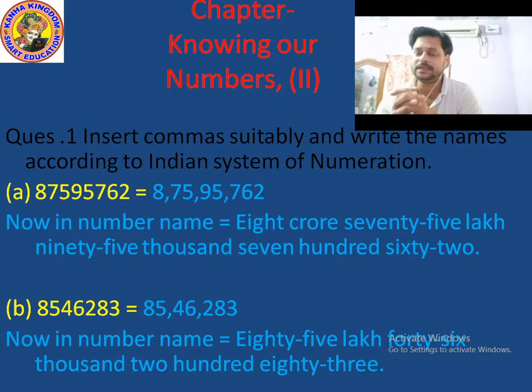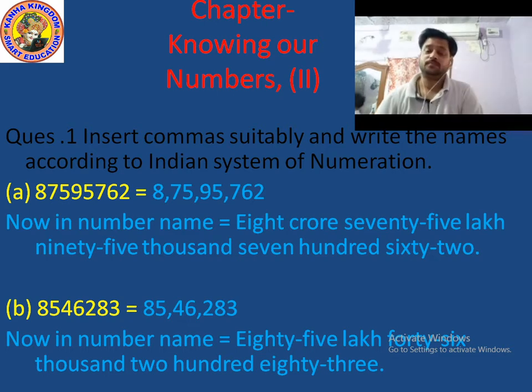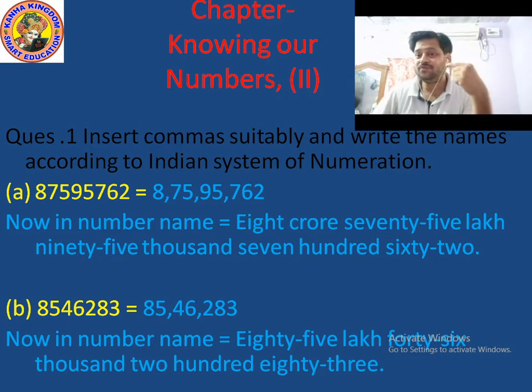So now you understand how to insert the comma. Now the next part is, after inserting the comma, how to read these numbers. Okay, so the first one is 8 comma 75 comma 95 comma 762.